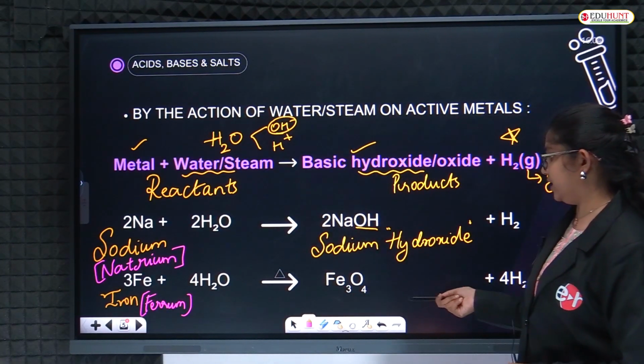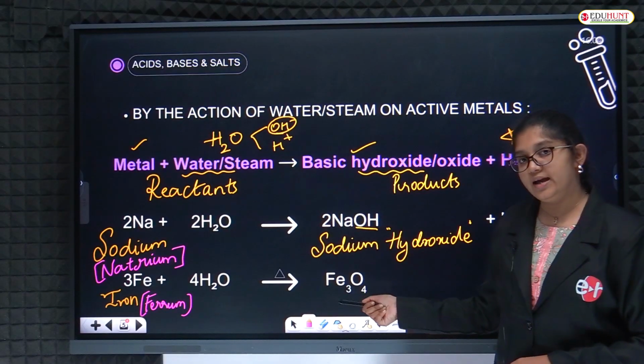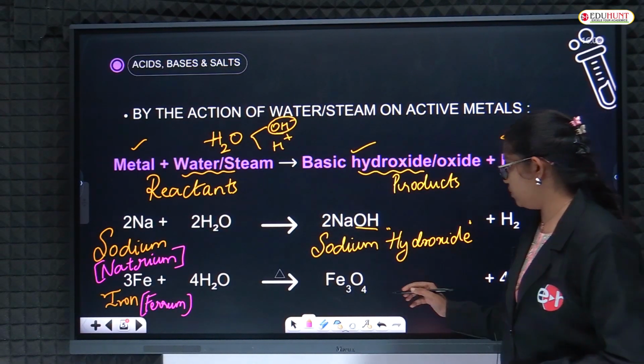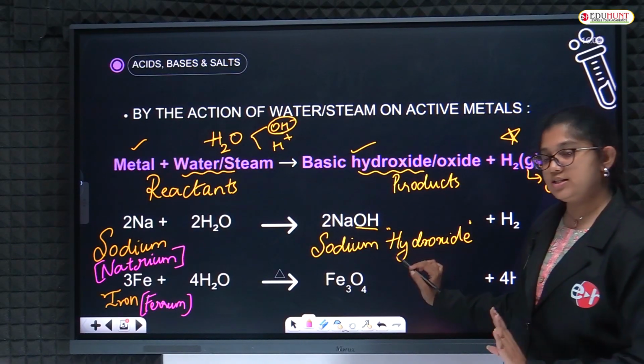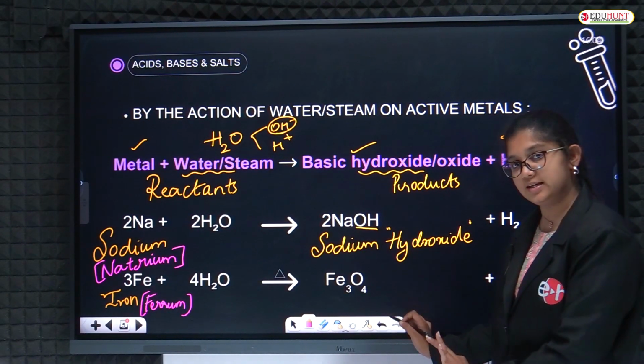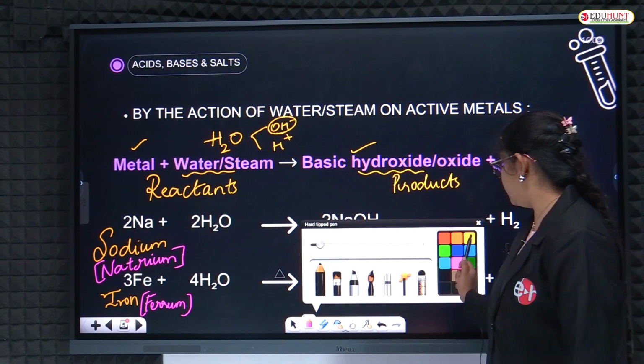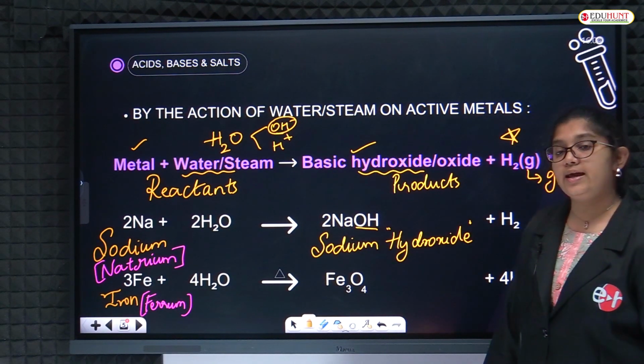And what do we get? We get iron oxide. Because there is no H, we should not write any hydroxide. That is only simple O4. Fe3O4. So what do we write here? We write iron oxide.